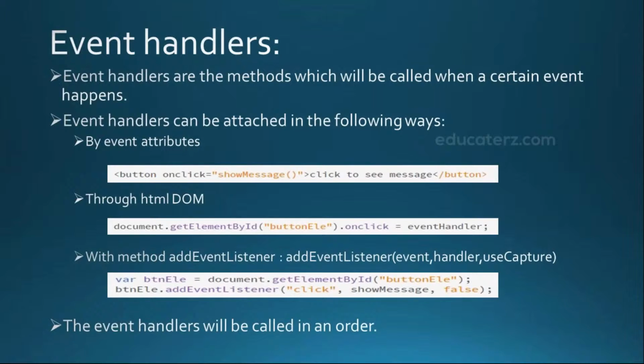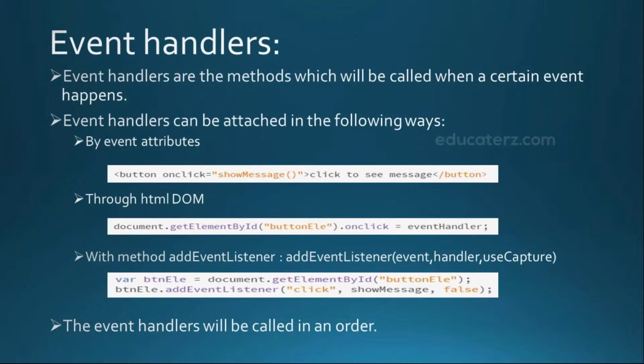Event handlers can be attached in three ways. First is using event attributes. In this example, you can see that we have added the event handler to the onClick attribute of this button element. When there is a click over this button, it will call the show message handler. So this is one way of adding event handlers to the DOM element.